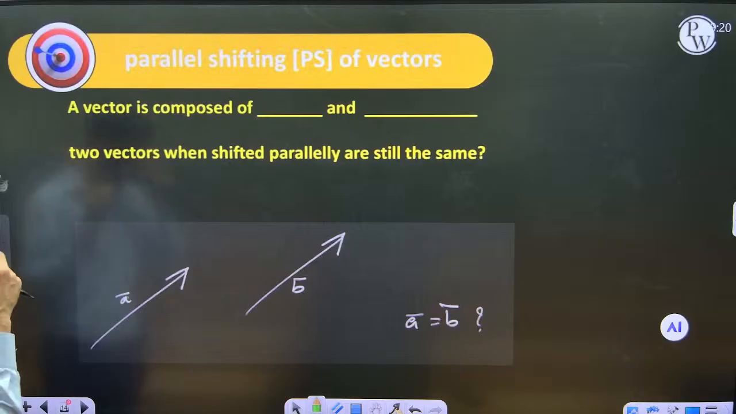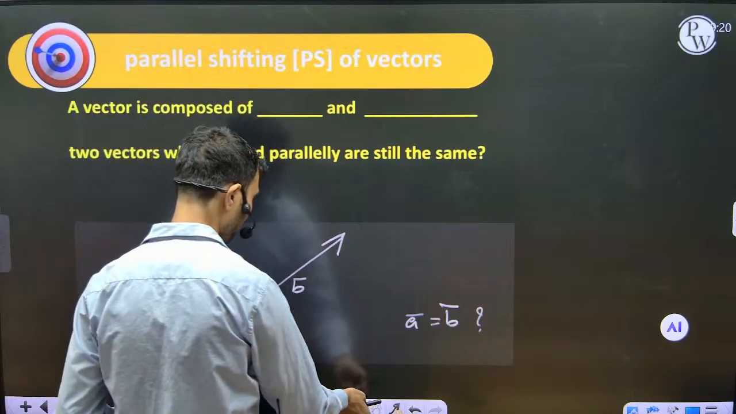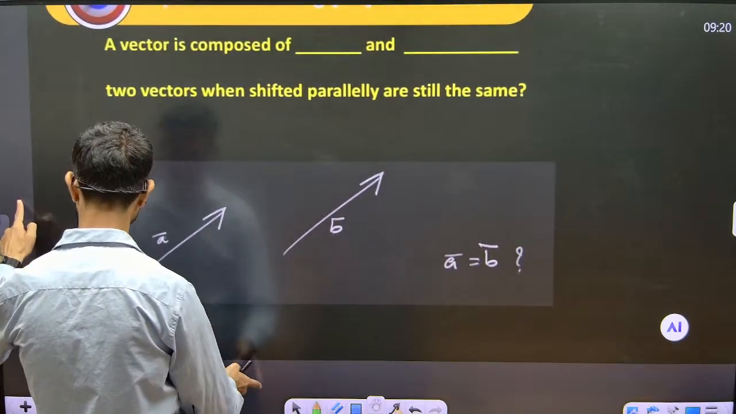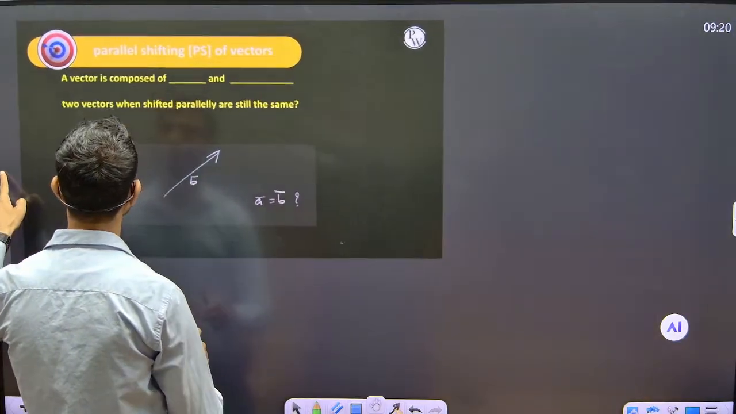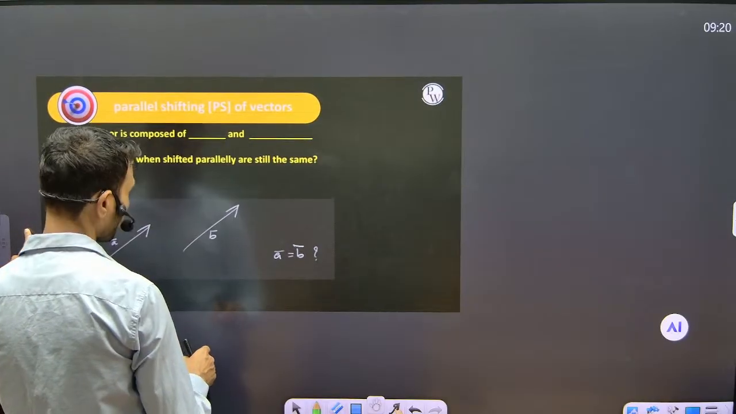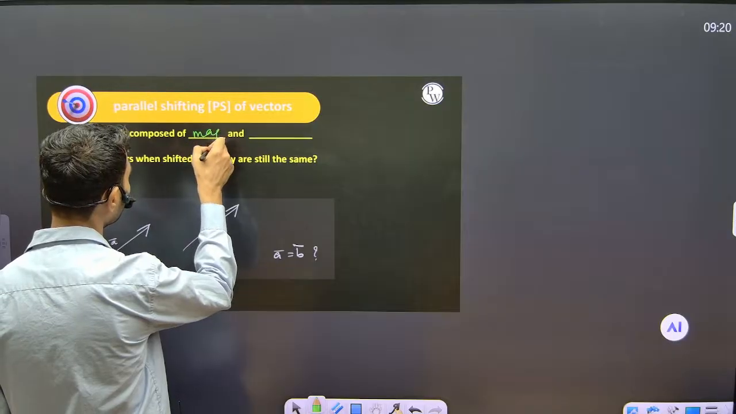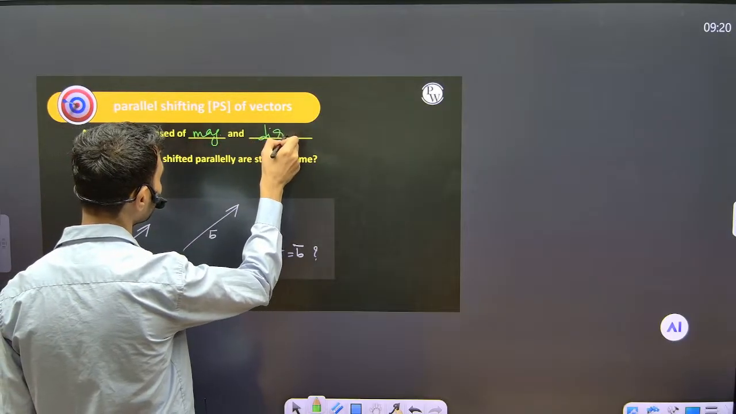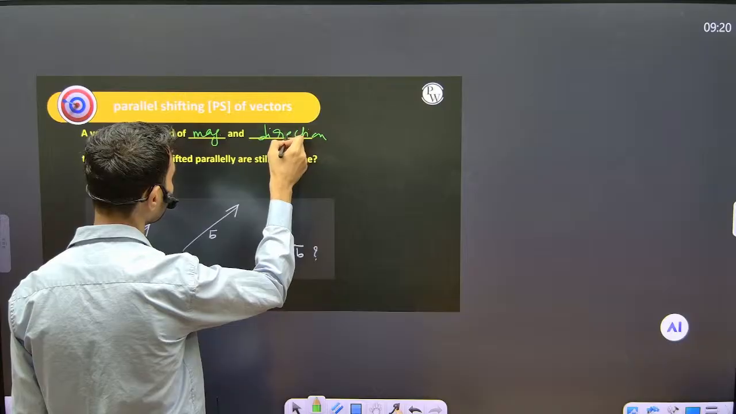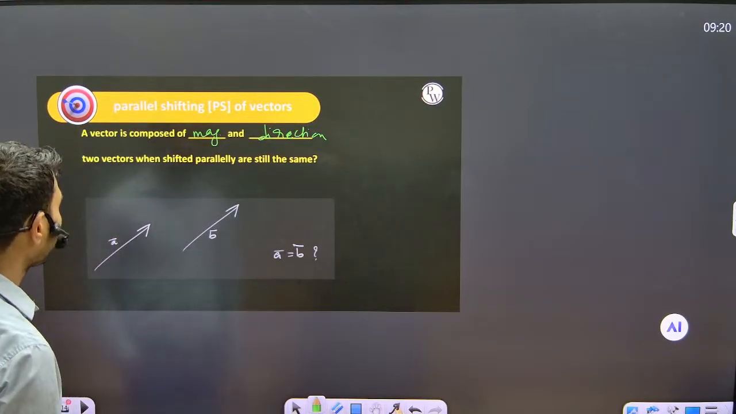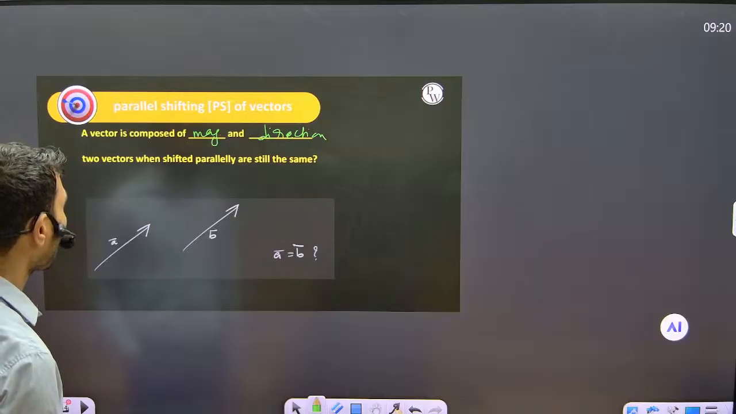Now let us see parallel shifting. So again I ask you, what is a vector composed of? Magnitude and direction, right? Two vectors when shifted parallelly, are they still the same?